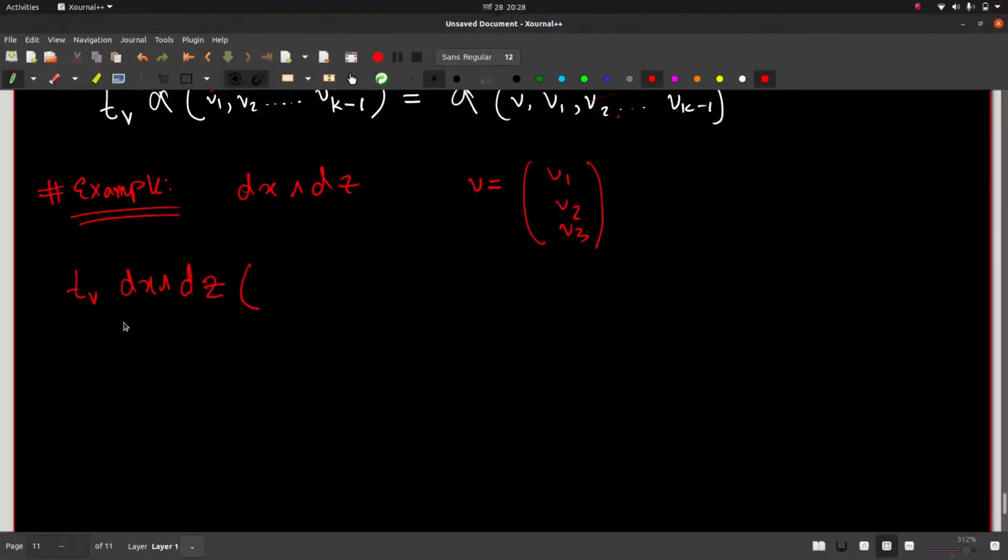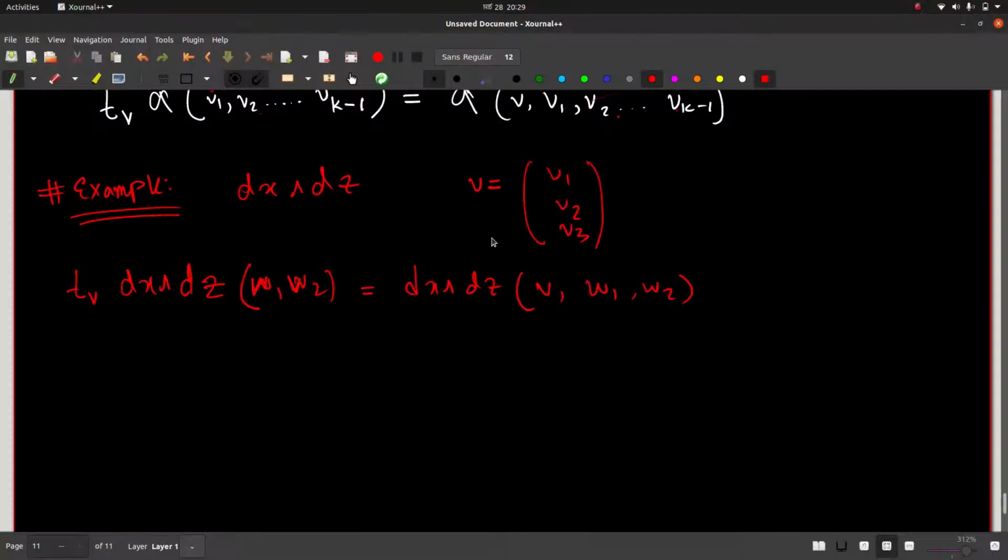And since this is a two form, how many vectors should there be? Let's not call them v1, v2, let's call them w, otherwise you might get confused with this v1, v2, v3 over here. By the definition, it should do the following. It will put v and then w1, w2 like this, right? But the fact is, we don't have any clue about w1 and w2. We only know what is v.